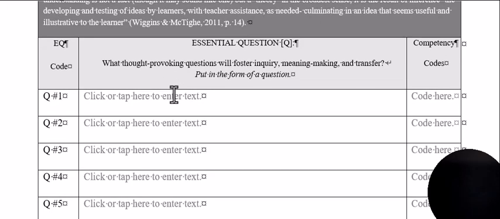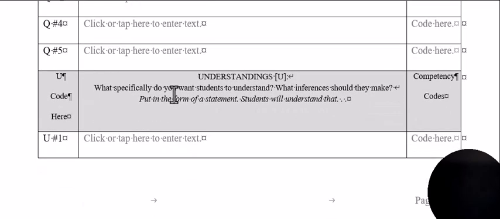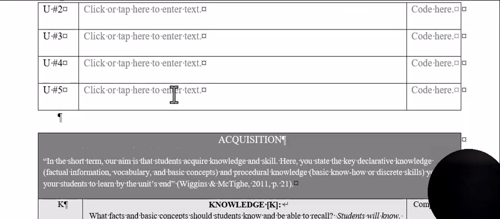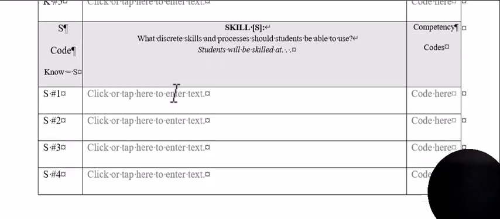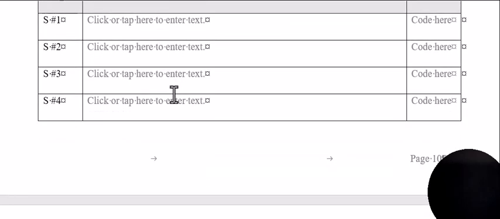essential question and understanding. Explain to them what an essential question is and what understanding is, and then you come to acquisition. You explain to them what acquisition is, what knowledge is, and what skills are. And so you're actually doing a tutorial. Pretend like somebody's looking over your shoulder, they're looking at this and you're reading it.